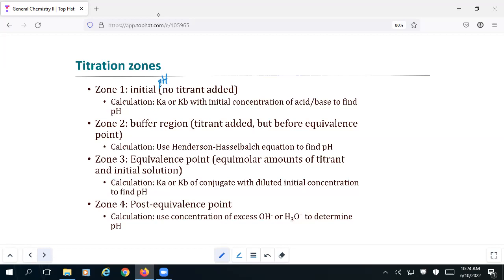And you can use your standard ice table to solve for the hydronium concentration if it's an acid, or the hydroxide concentration if it's a base, and use that to figure out the pH or the pOH. So we're talking in zone 1, the very fundamentals of equilibrium, chapter 14, beginning of chapter 15.